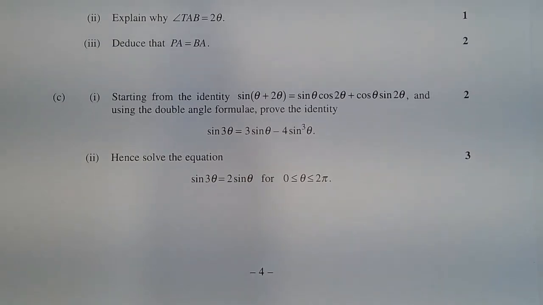Question 3c. Part 1. Starting from the identity sine of theta plus 2 theta equals sine theta cos 2 theta plus cos theta sine 2 theta, and using the double angle formulae, prove the identity sine 3 theta equals 3 sine theta minus 4 sine cubed theta.